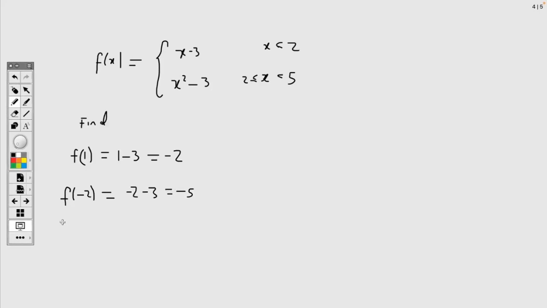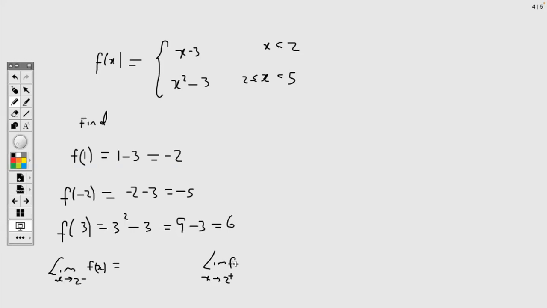If I want, for example, f of 3, then 3 would lie in this range. So what that means is that I would have 3 squared minus 3, which is 9 minus 3, to give me 6. If I want to find the limit as x tends to 2 coming from the left for the function f of x, and I also want to find the limit as x tends to 2 coming from the right.